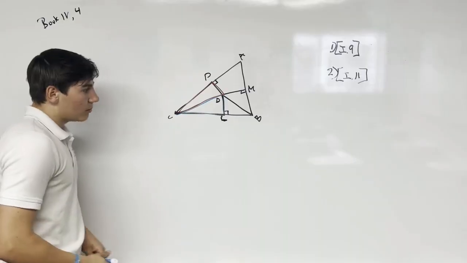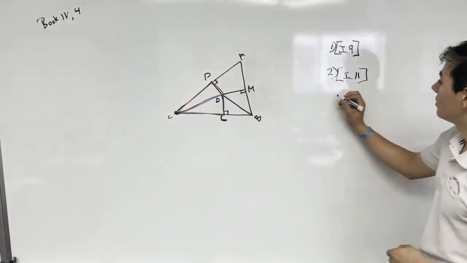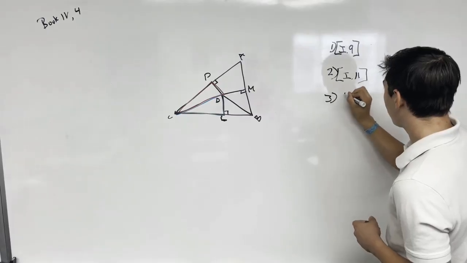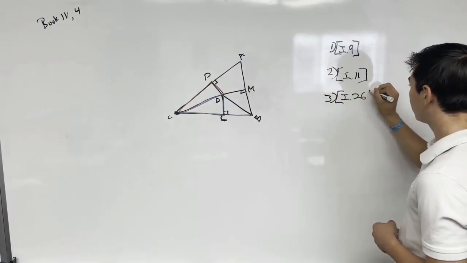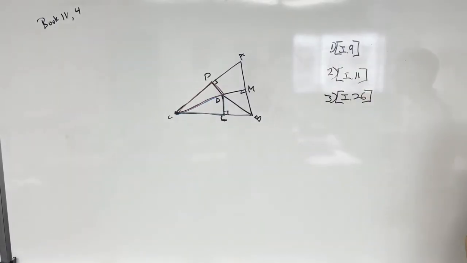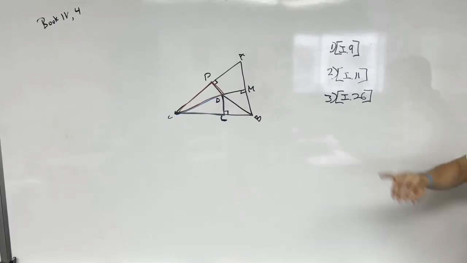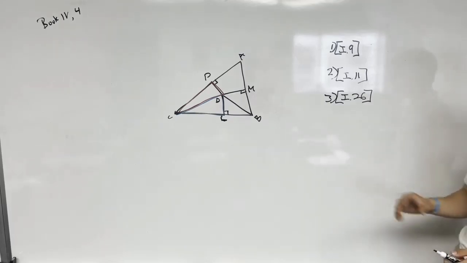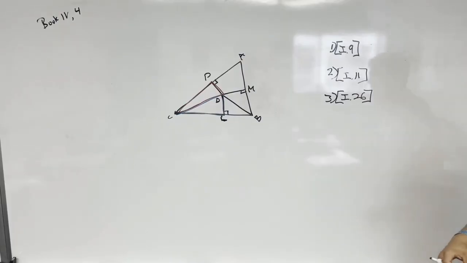And we can prove this using Book 1, Proposition 26, which says that if you have an angle equal to an angle, a second angle equal to a second angle, and then a side equal to a side in 2 triangles, then the triangles will be equal, and all remaining angles and sides in those 2 triangles will also be equal to one another.